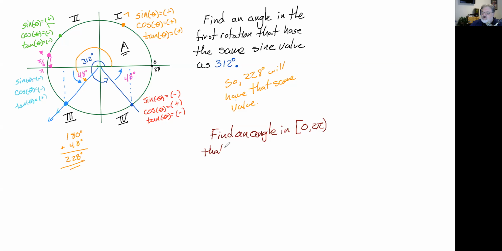That has the same, let's go with, it's hard to decide. Let's go with cosine. The same cosine value as, oh, I want to go nuts with it. How about 17 pi over 3? Ugh, it's like I've made that bad or something.